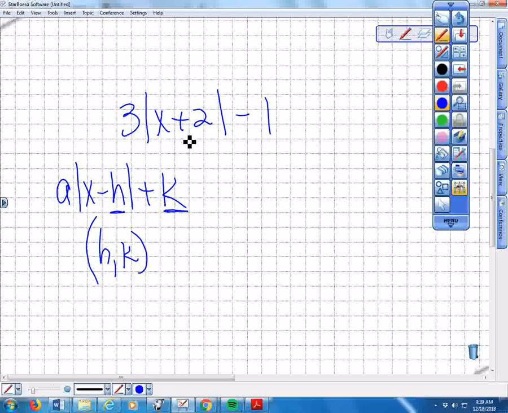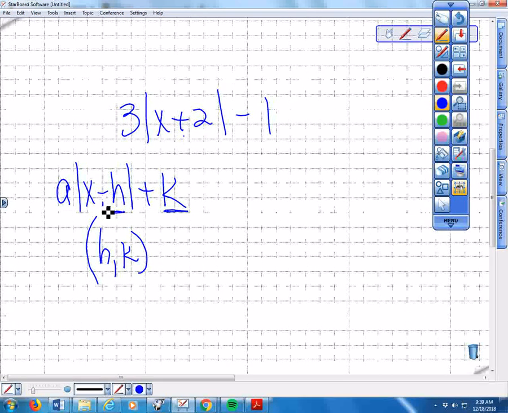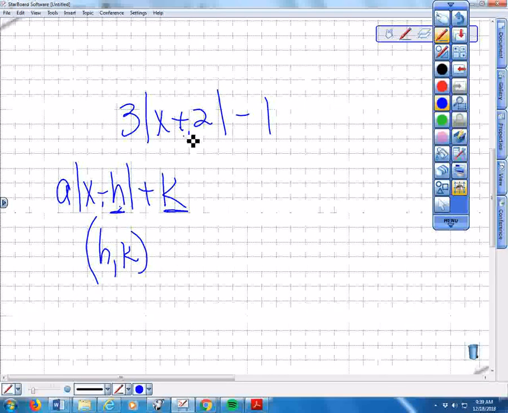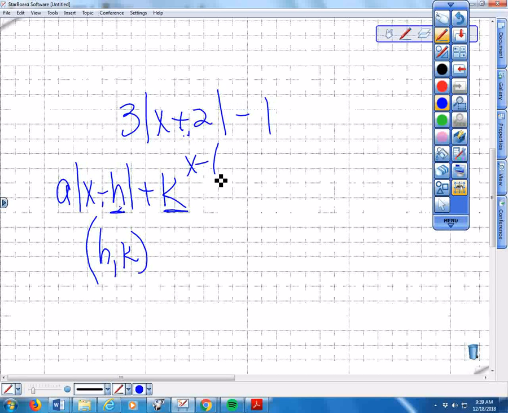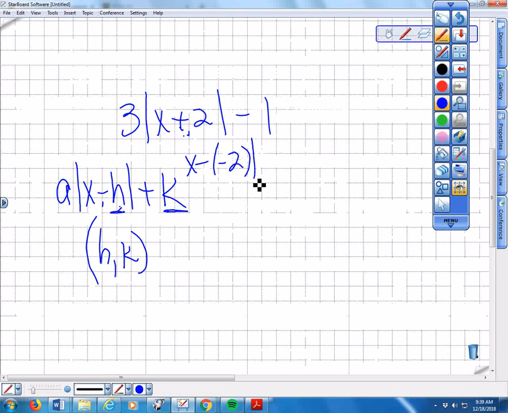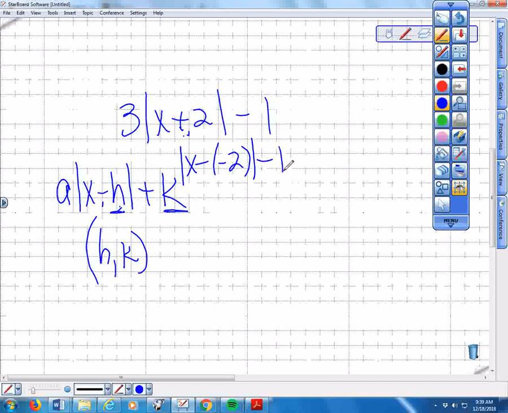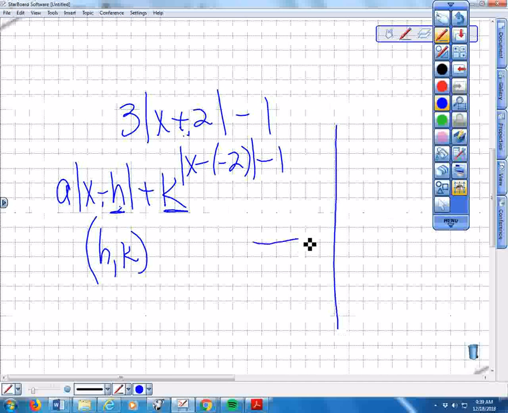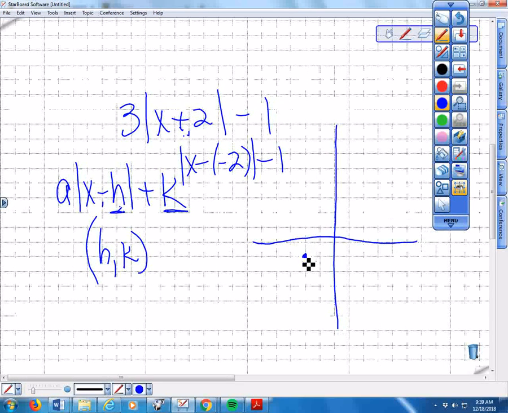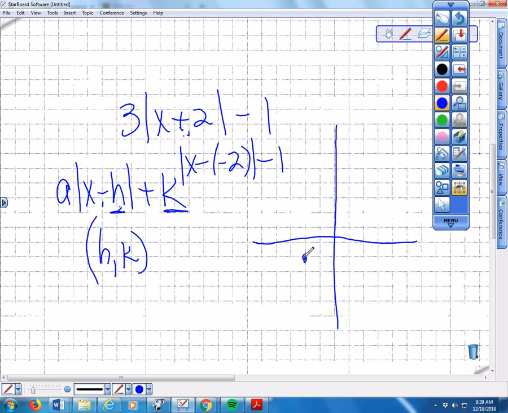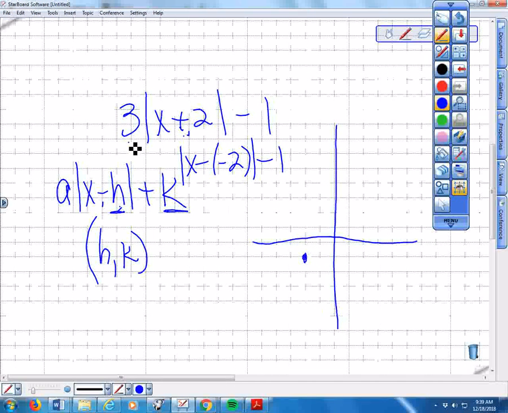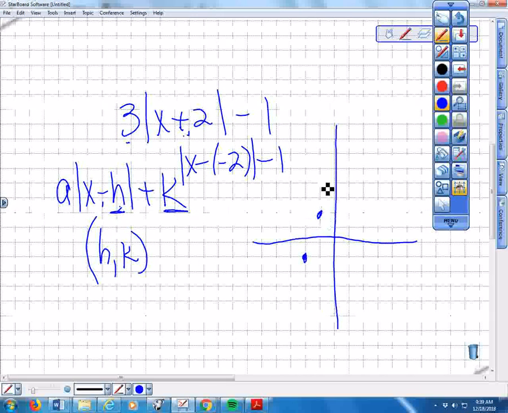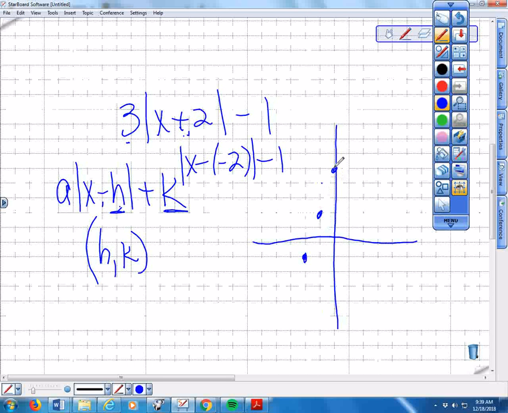This is positive. This is negative. So for h to make this positive, it had to be negative 2. If I put it in this form, it would be x minus negative 2. So x is negative 2, y is negative 1. So I start at negative 2, negative 1. I know it's going to be a V. This is my slope. If there's no number in front, my slope's just 1. But there is a number in front, so my slope is 3. Up 3 over 1. Up 3 over 1. But then I mirror that on the other side.